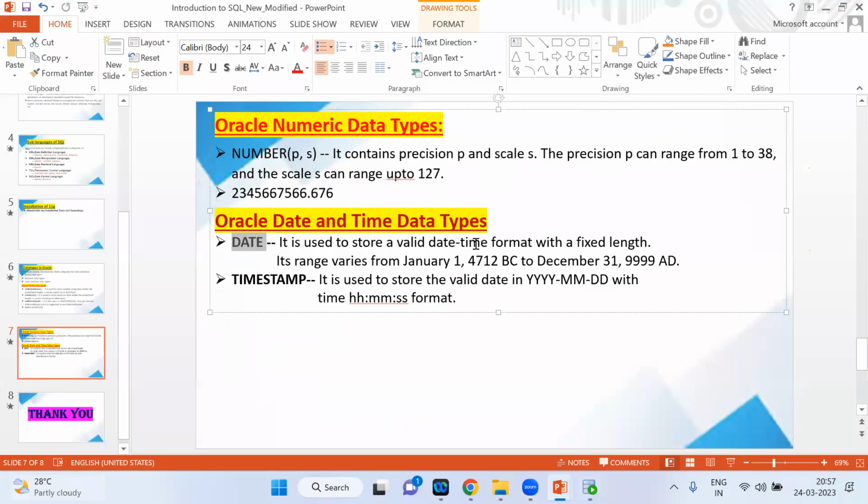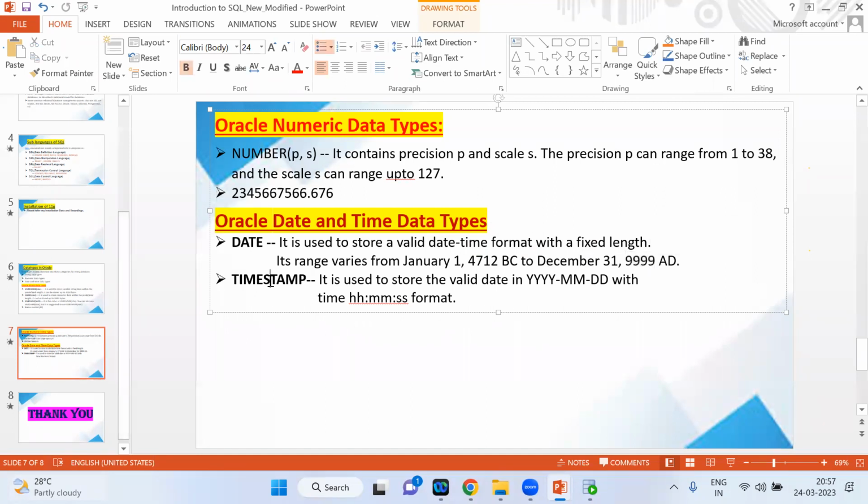It is used to store a valid date time format with a fixed length. Its range varies from 1st January 4712 BC, the starting date, up to what date you can mention here. I'll show you examples when we create a data table and insert data, how to insert this. Currently we are in 2023, correct? Up to 9999 is the maximum value you can insert.